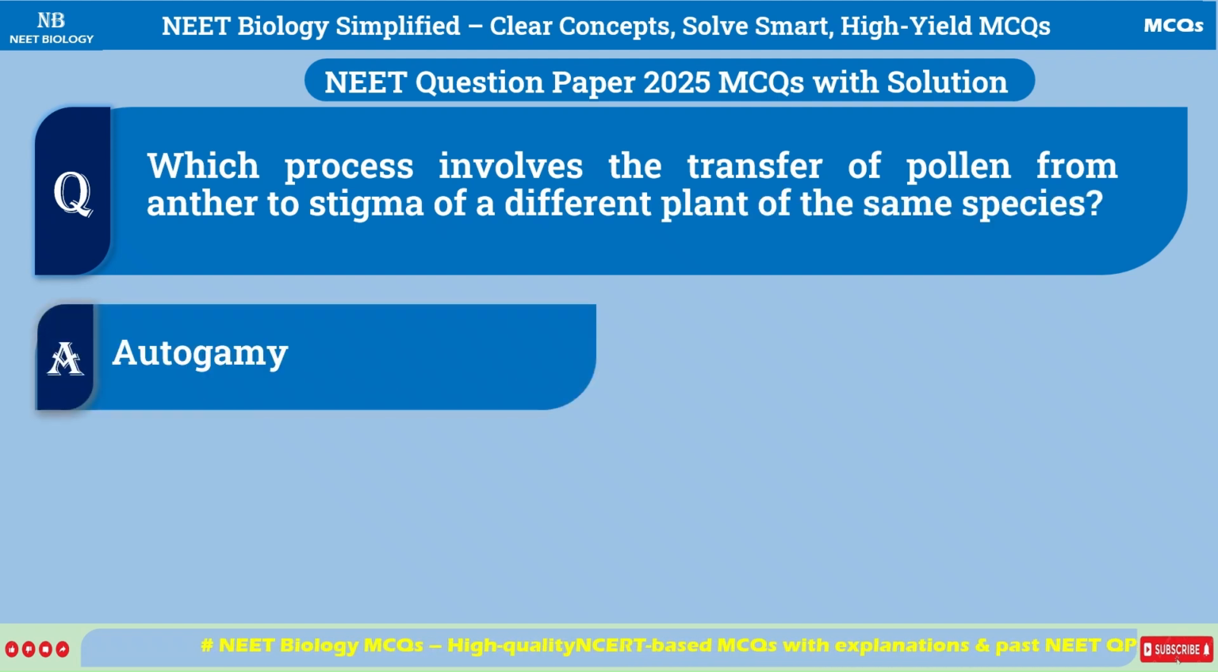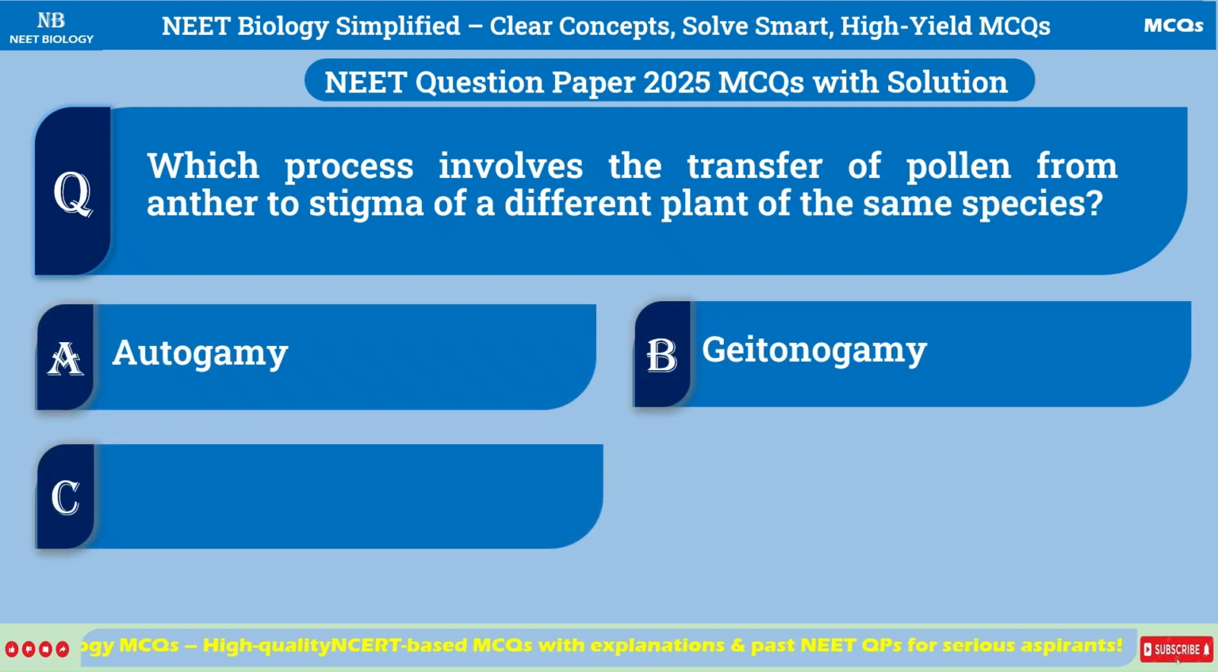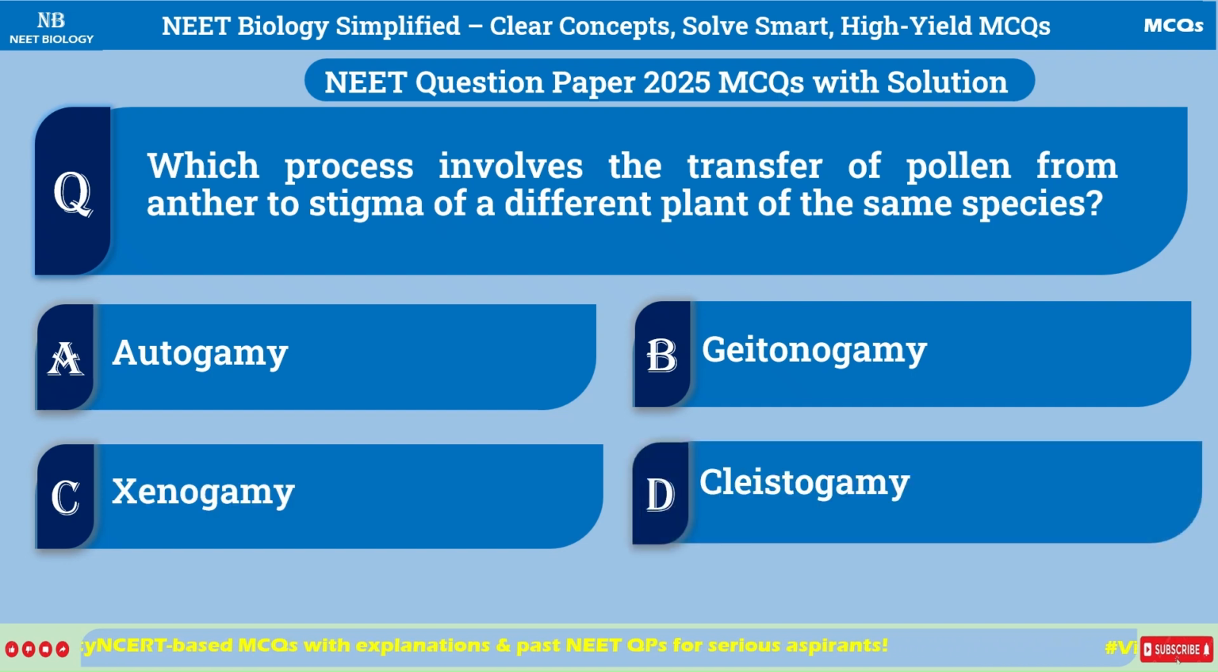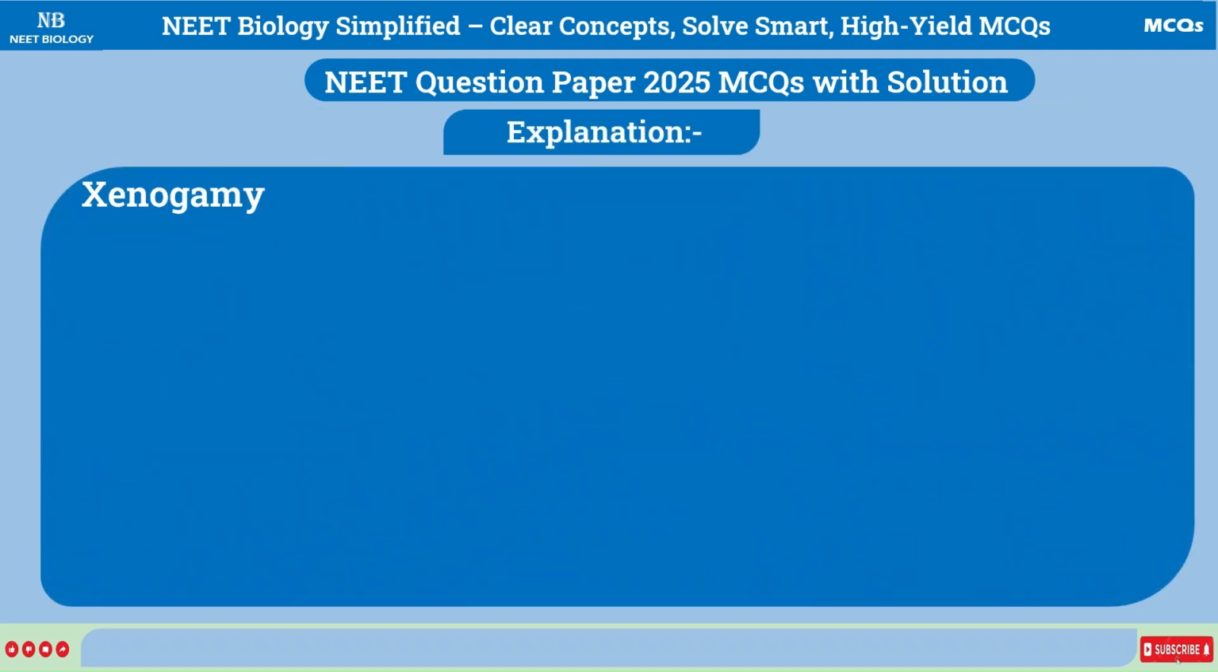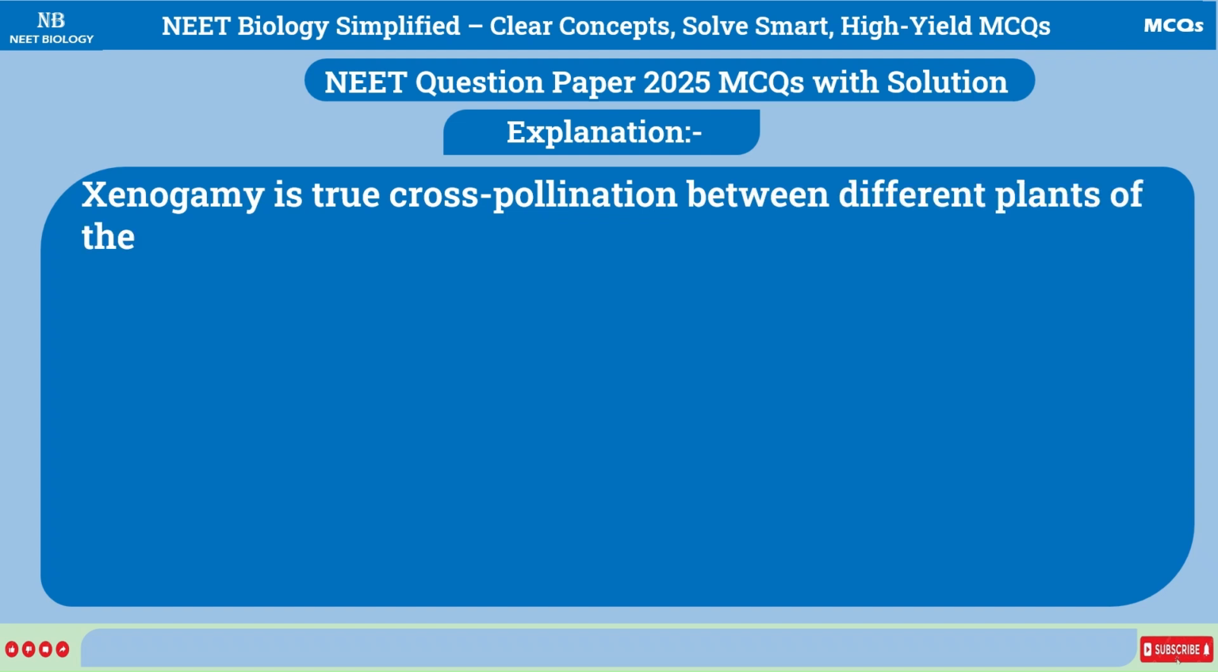A. Autogamy. B. Geitonogamy. C. Xenogamy. D. Cleistogamy. Correct answer is C. Xenogamy. Explanation: Xenogamy is true cross-pollination between different plants of the same species.